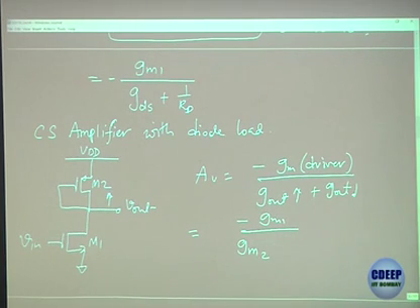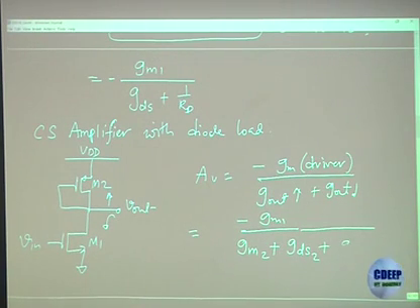GM2. What is plus? Looking up, GDS2. Okay, is that part clear? Because this will have a GM component to it, a GM2, plus it will have the GDS of this device. Okay, and looking down, what would you get? Looking down, it's going to be GDS1.